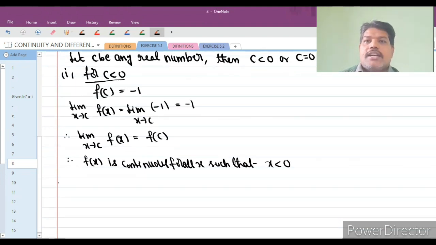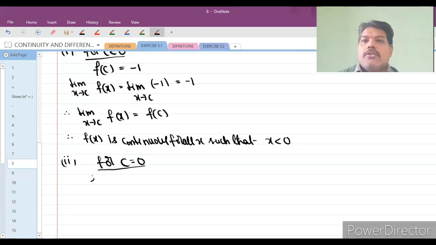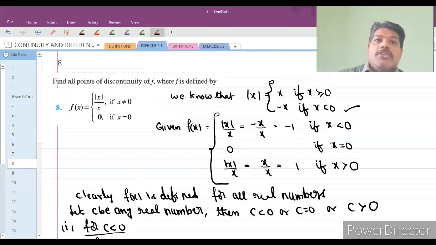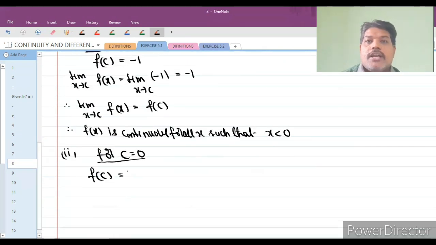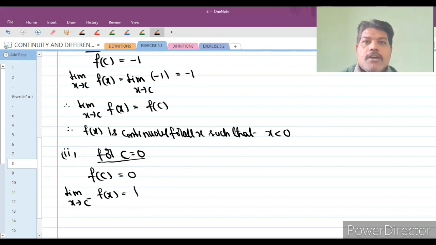So the second case, what is the second case, students? For c is equal to 0. This is an important case. So f of c is equal to, see the given function: if x is equal to 0, then f of x value will become 0. If c is 0, automatically x value is also 0. That means f of c value will become 0 only. Next, I will take the left hand limit, limit as x tends to c minus of f of x.